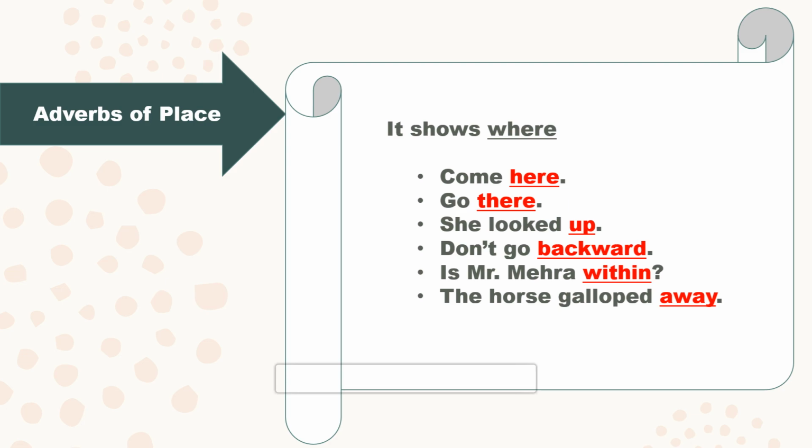Don't go backward. Where not to go? Don't go backward. Is Mr. Mehra within? So within is the word which answers the question where. So within is an adverb. The horse galloped away. Away is an adverb. So all these words are the adverbs of place.